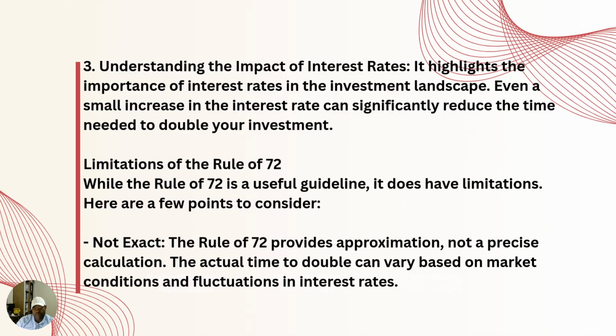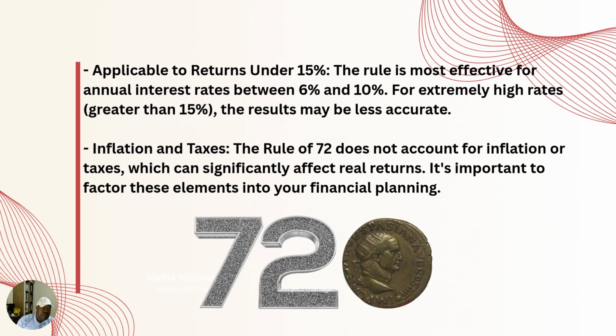Even though we know all this about the rule of 72, it also has its limitations. While the rule of 72 is a useful guideline, it does have its limitations. Here are some of them. It's not exact. The rule of 72 provides an approximation, not a precise calculation. The actual time to double can vary based on market conditions and fluctuations in interest rates.